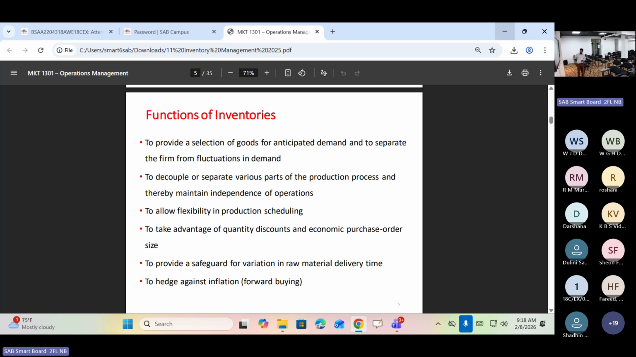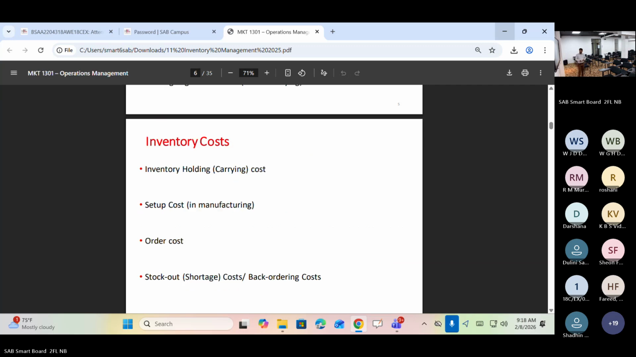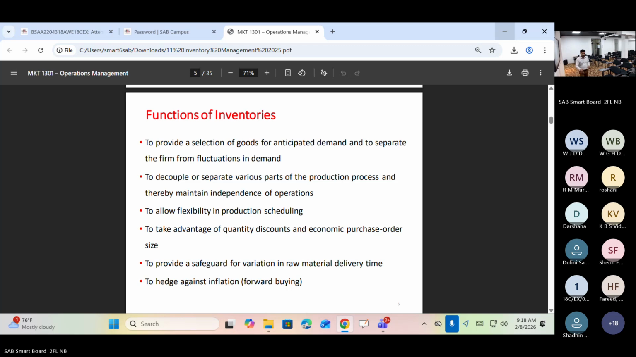So likewise, there are basic functions of inventories. What I have explained here are 6 main functions. There can be many others that you can identify from textbooks. Is that clear? In this part of the slide, we identified the roles and functions of inventories. Any quick questions?